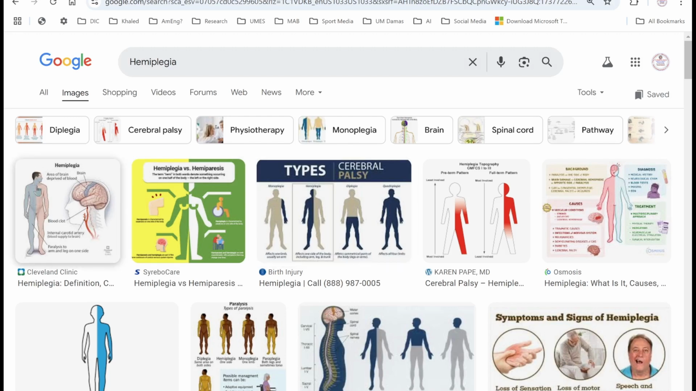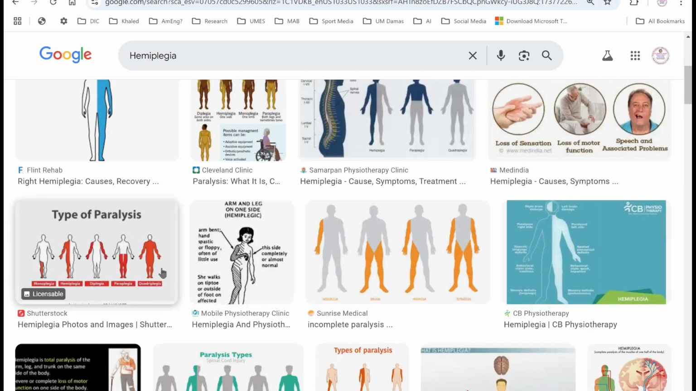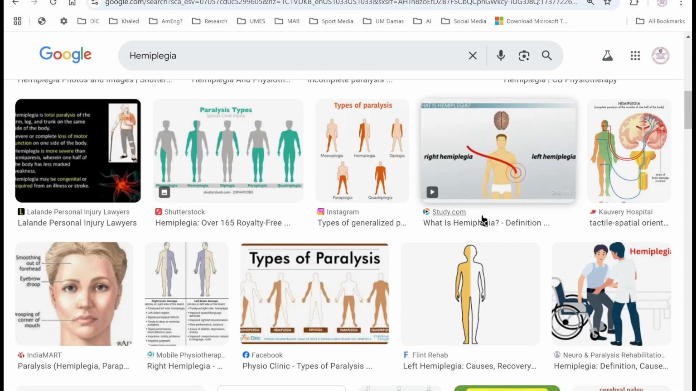So you can see we have some symptoms here. We talk about half of the body being paralyzed. As you can see from this image, the same situation here. They show us what happened with the body. Half of the body will be paralyzed. We have several types of paralysis that we talk about here.